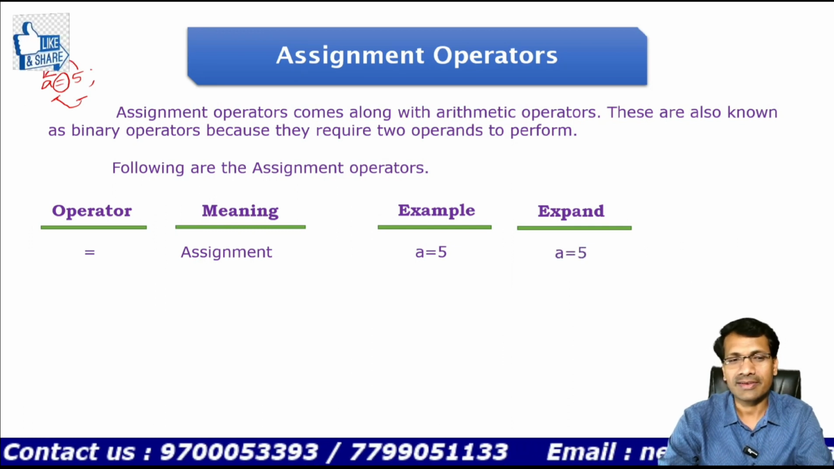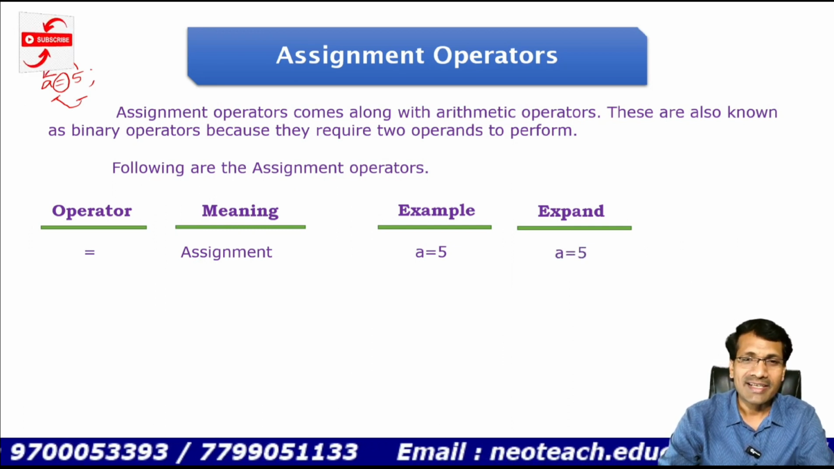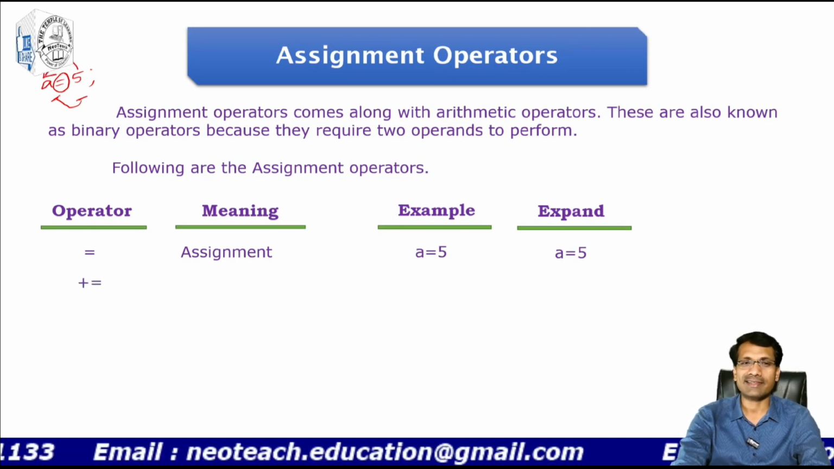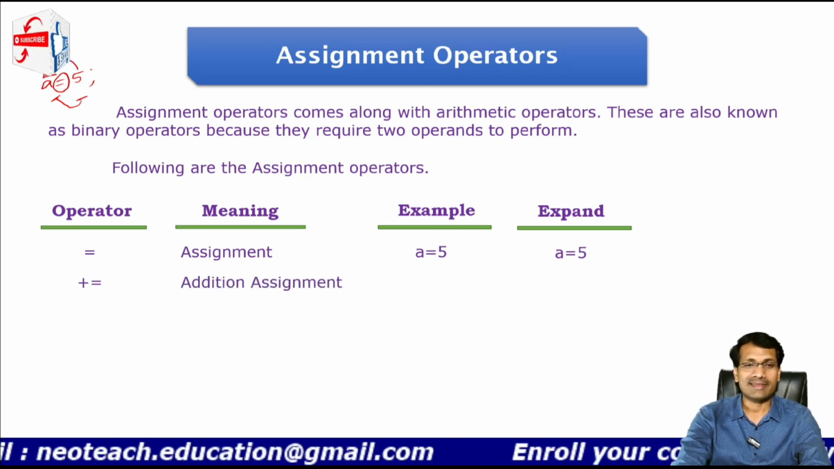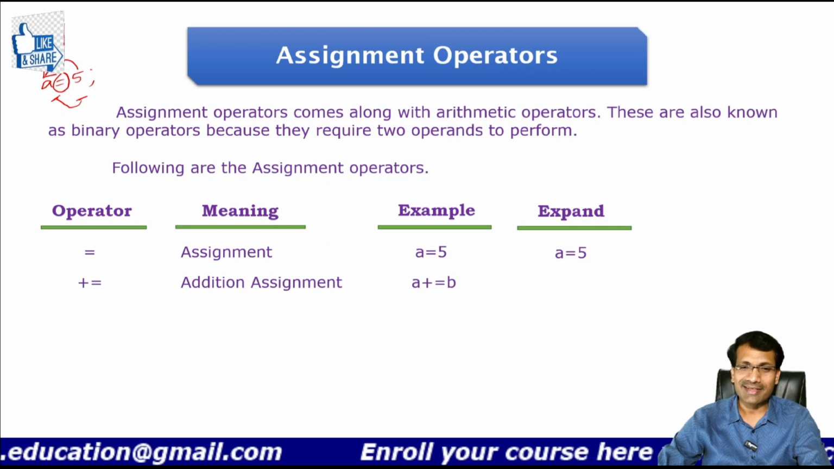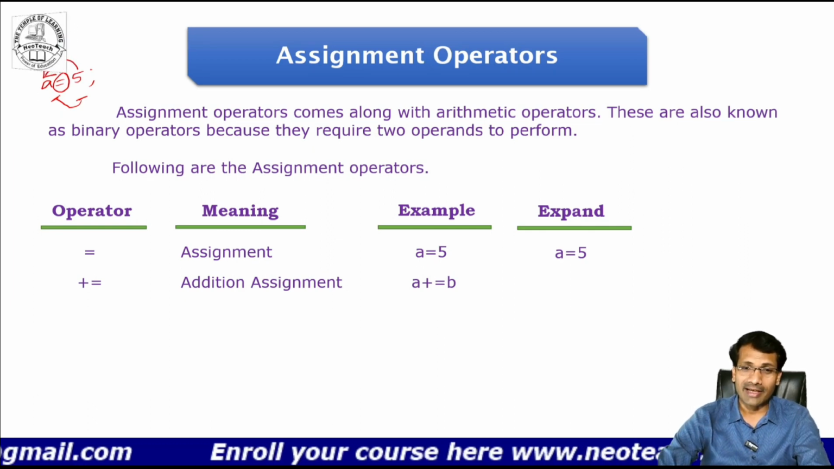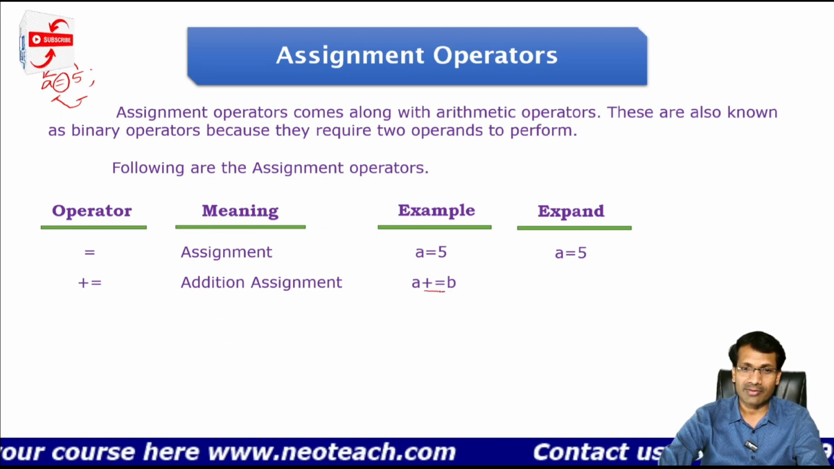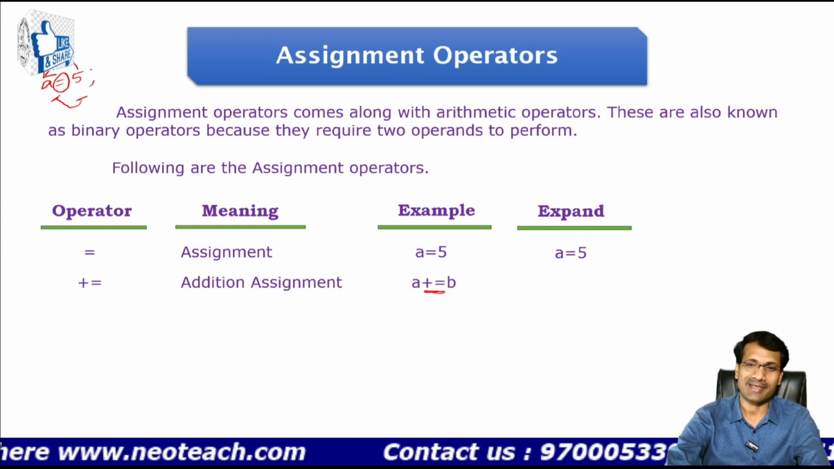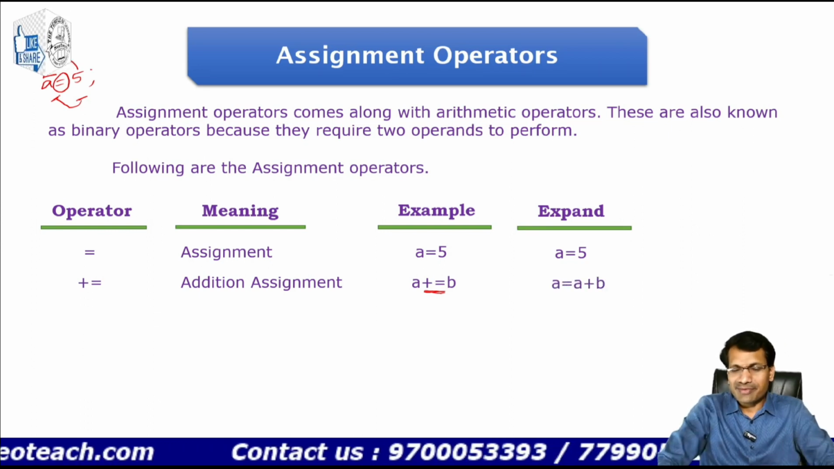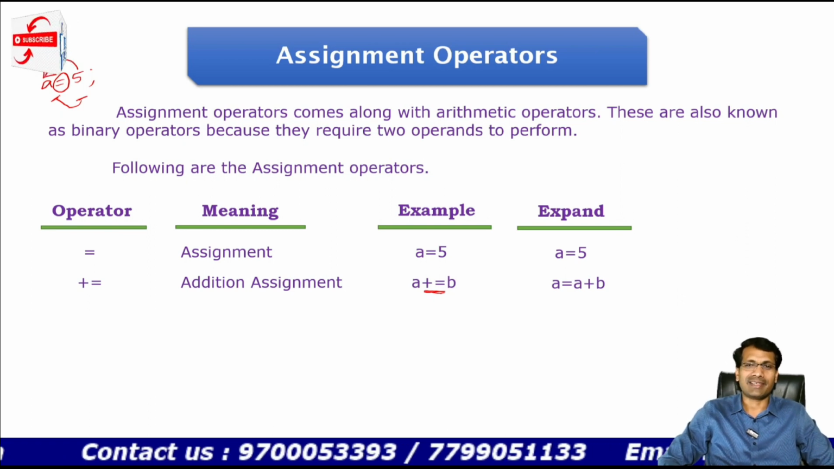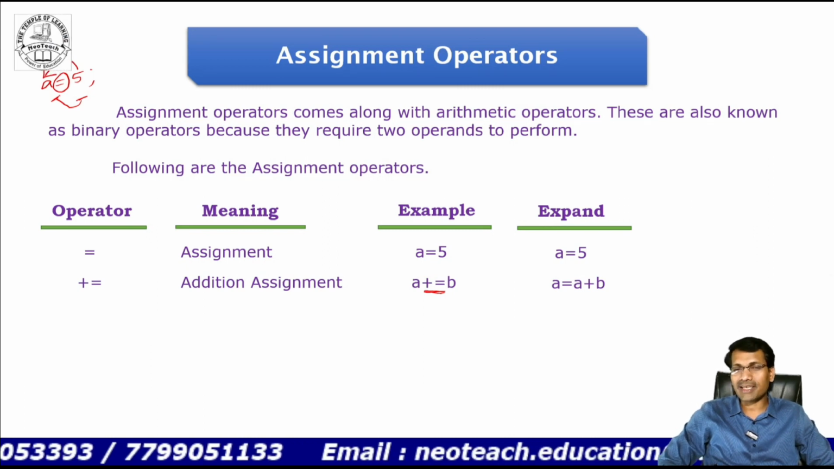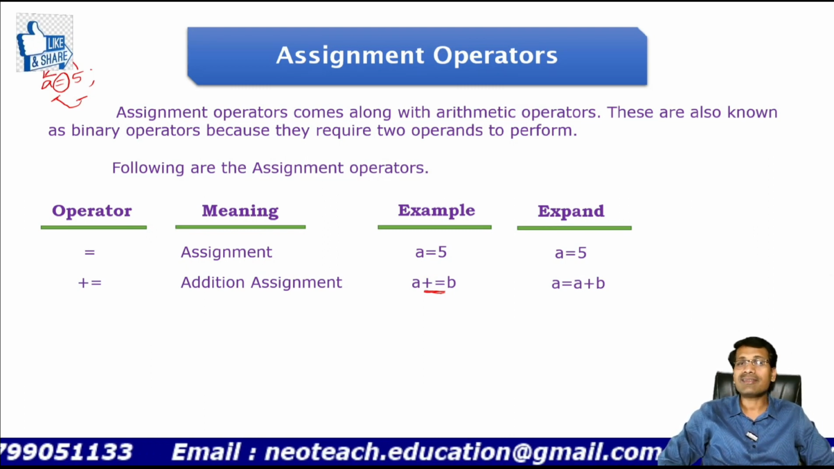There is no expand form for this, and what I said here, assignment operators come along with arithmetic operators. So that's what we will write along with this addition assignment. We call this addition assignment, like A addition assignment B. Here we are writing addition followed by assignment. So what is the expand form? A is equal to A plus B, in the sense that the first operand A is added with the second operand B, and the result will be assigned into the first operand A.